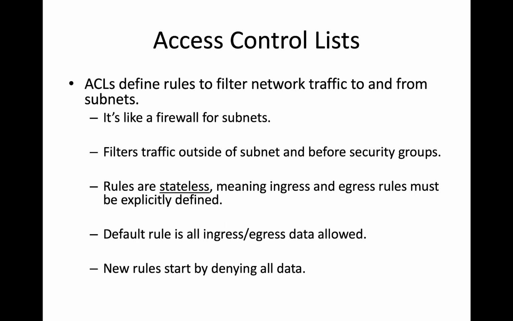Remember, when you set up a security group, you associate EC2 instances with one or more security groups. So it's kind of like an association-based firewall system. An access control list is like a firewall for your individual subnets within your VPC. And the access control list allows you to filter network traffic before it ever reaches your security groups.